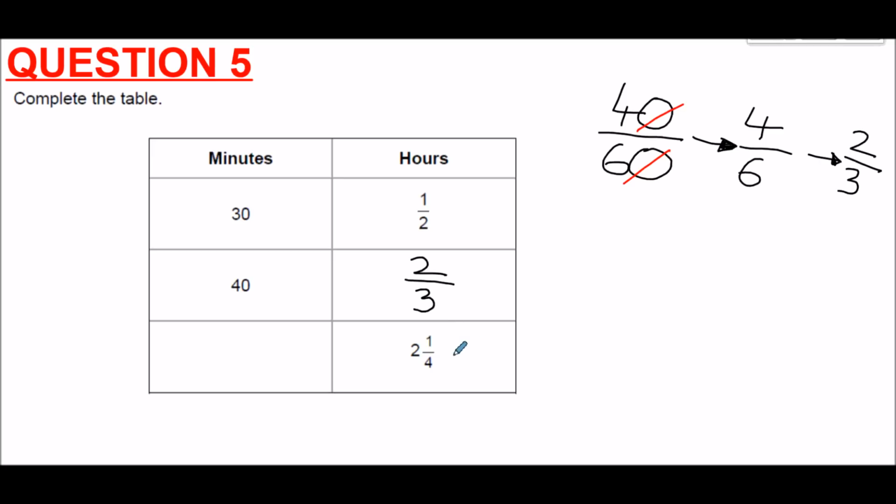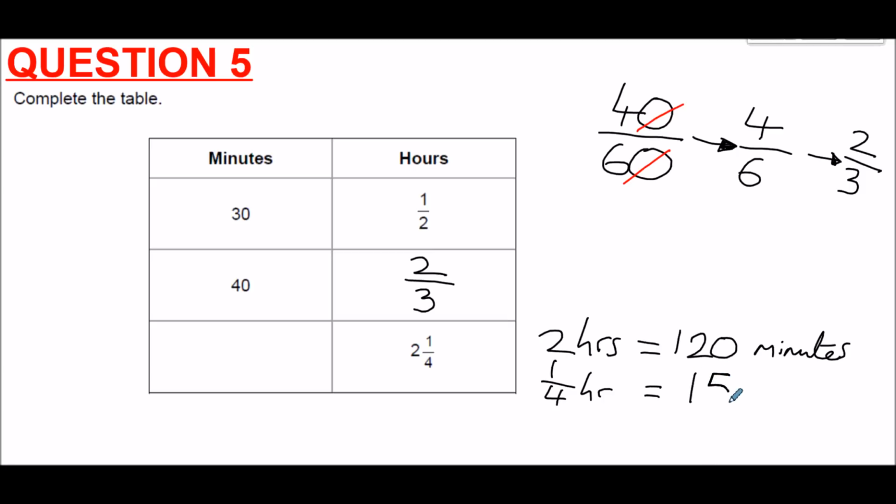This one, 2 1/4 hours. Well, 2 hours, there's 60 minutes in 1 hour, so 2 hours is 60 times 2, which is 120 minutes. And also a quarter of an hour. A quarter of an hour is 15 minutes. To quarter something means to split it into 4. If you were to divide 60 into 4 bits, each bit would be 15 minutes. If you're going to be a quarter of an hour late, that's the same as saying you're going to be 15 minutes late.